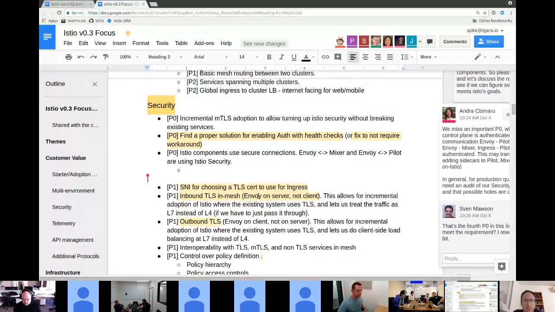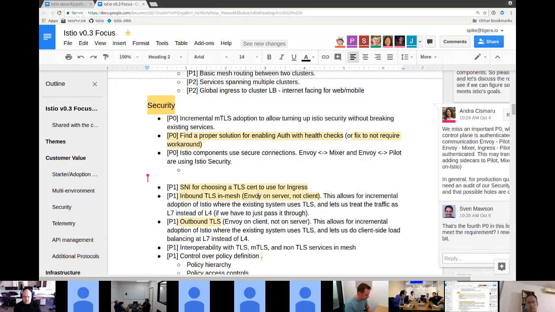Okay, so next one is enabling auth while still allowing health checks. There's this issue with Kubernetes, especially where the kubelet is responsible for hitting an endpoint on a service and checking whether it is healthy. And when we turn on TLS, that breaks. So we need to find a solution that doesn't break this.